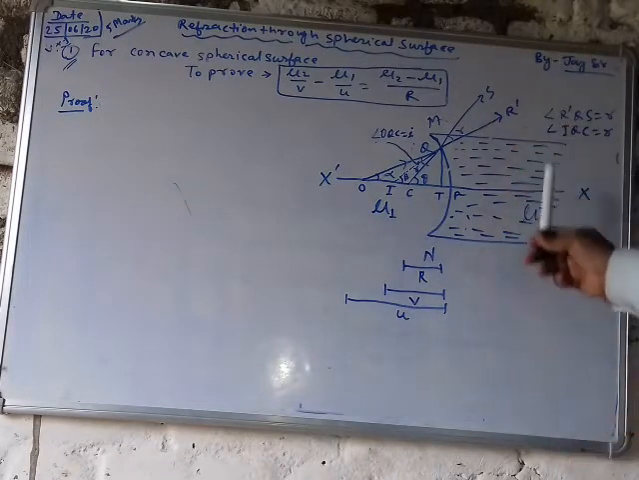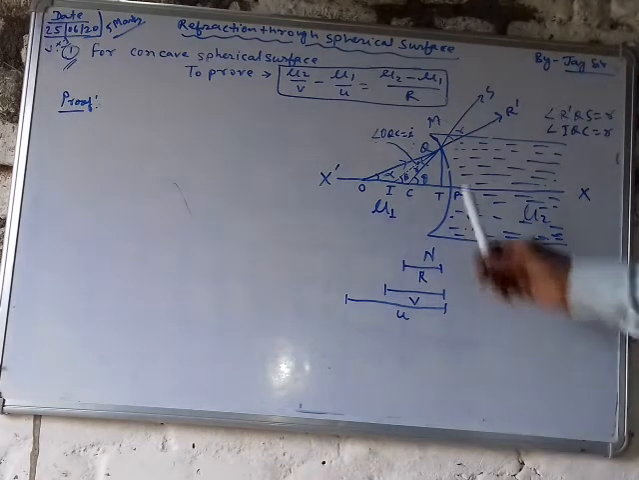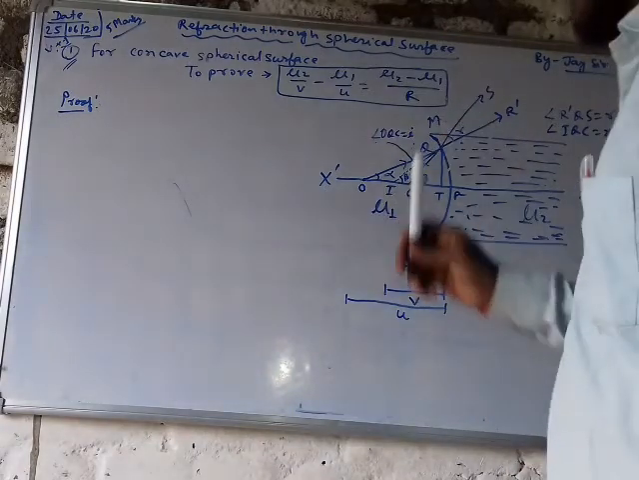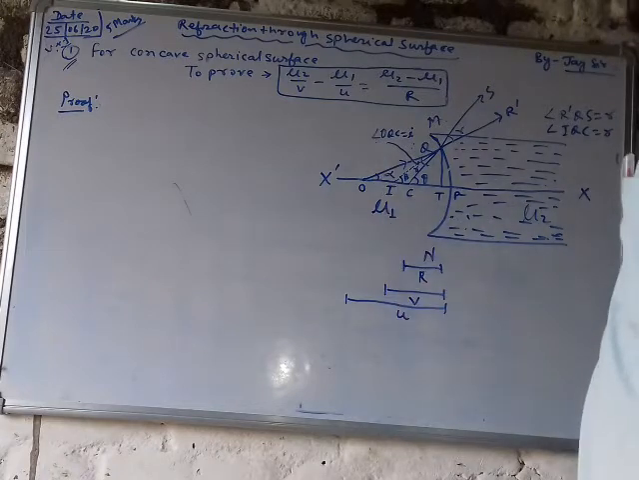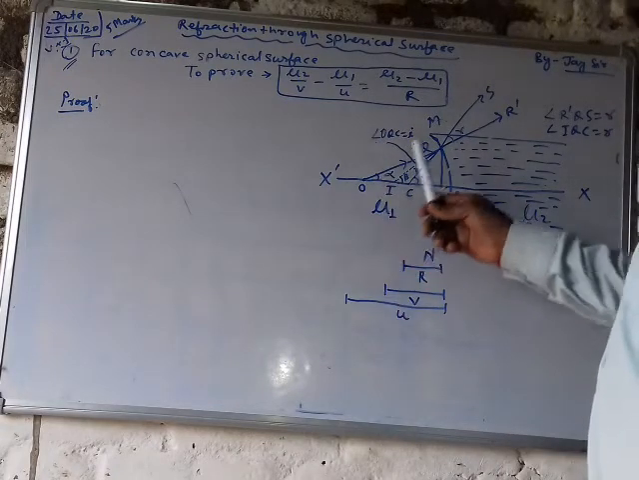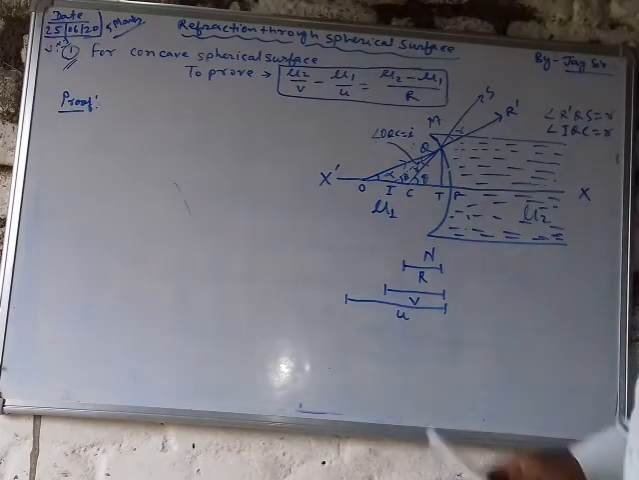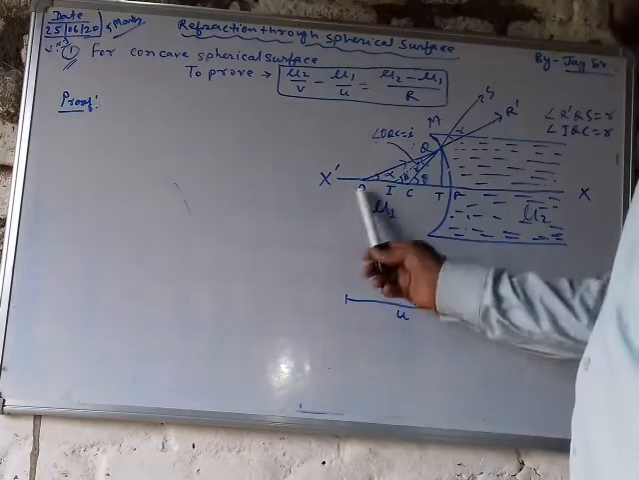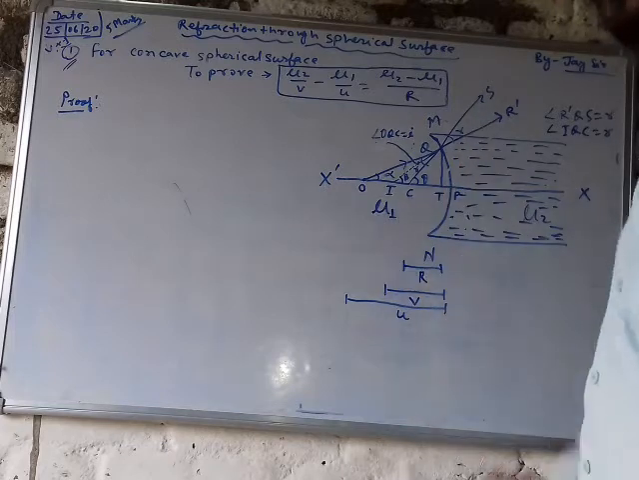MN is a concave spherical surface, and an object O is placed at point O. The light rays coming from O are incident at point Q of the spherical surface MN.